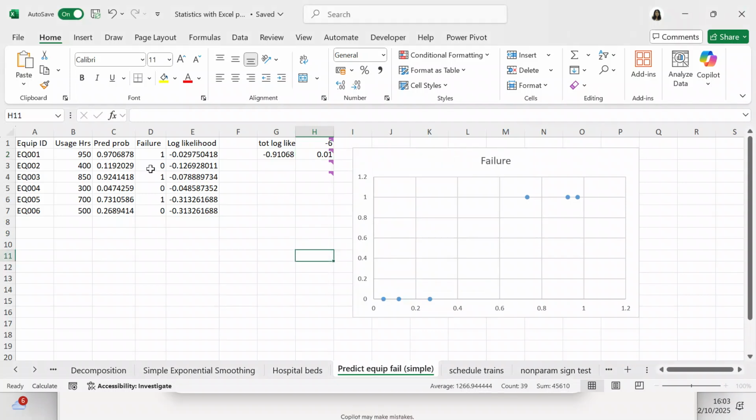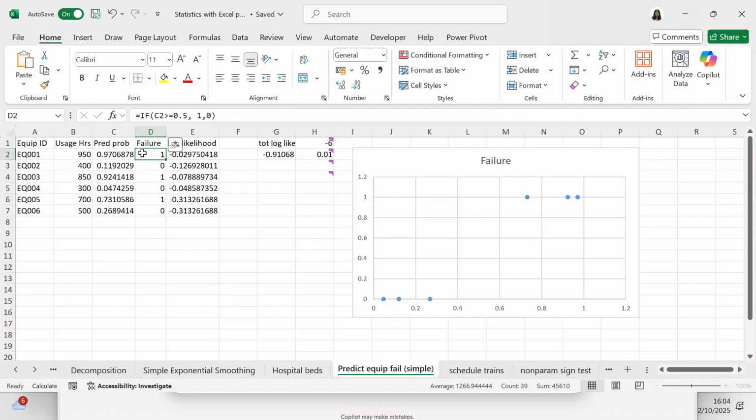Okay. And then we're going to predict the probability. The formula that you're going to use to predict the probability is 1 divided by brackets 1 plus EXP brackets negative brackets H1 plus H2 times B2. Then you copy and paste that all the way down, and that will give you a probability of whether or not the equipment is going to fail. If it's a 1, the equipment fails, and if it's 0, it's not.